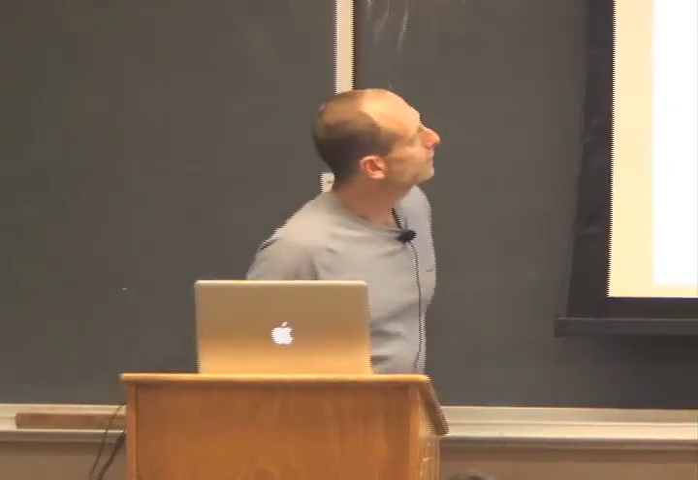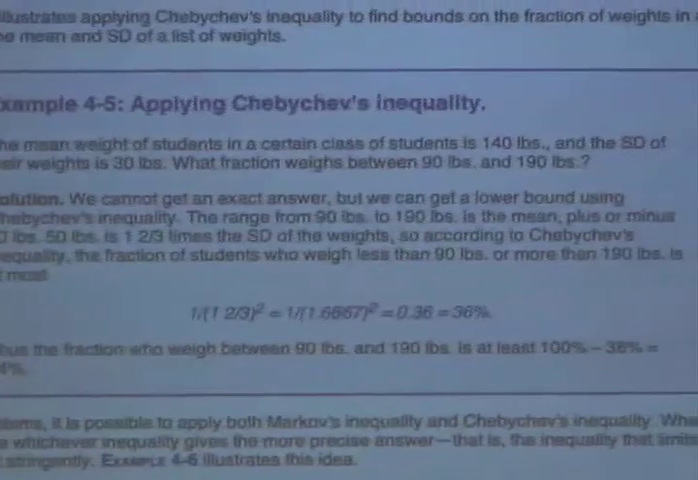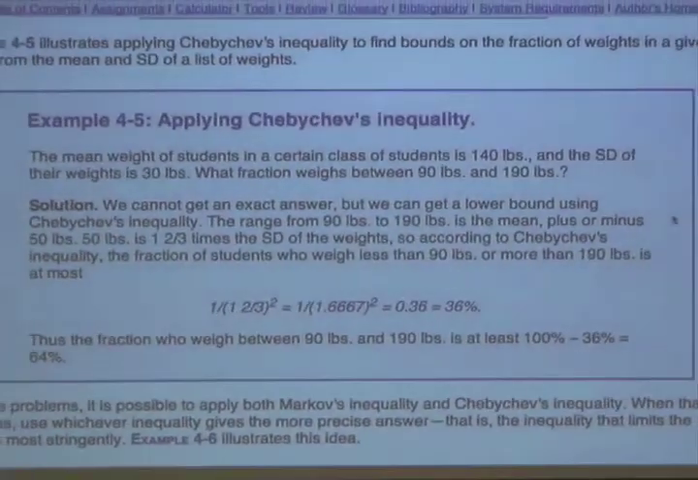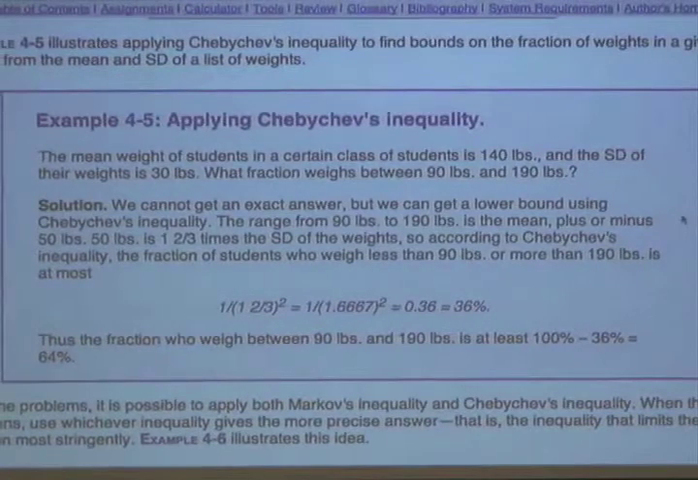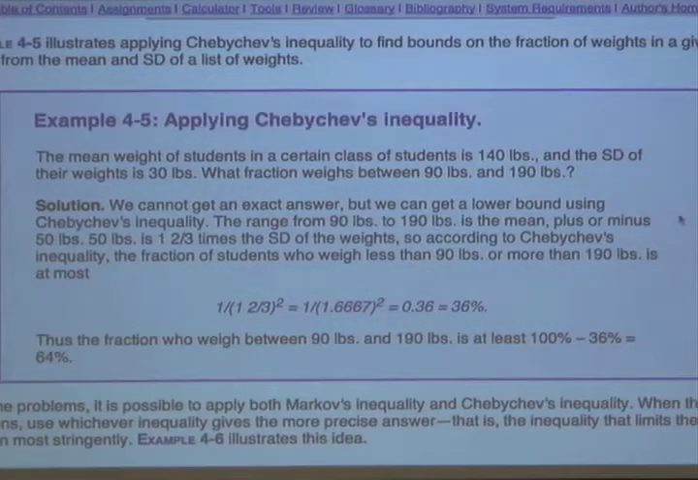Let's look at just a computational example. Suppose that we have a group of students and their mean weight is 140 pounds with a standard deviation of 30 pounds. What fraction of the students weigh between 90 and 190 pounds? All right. How do we get traction on this?